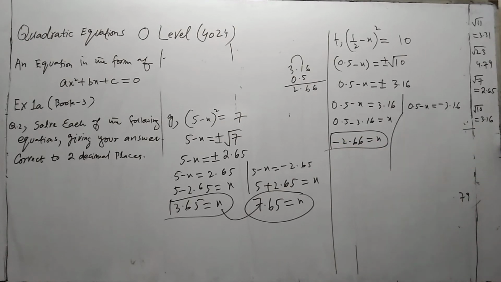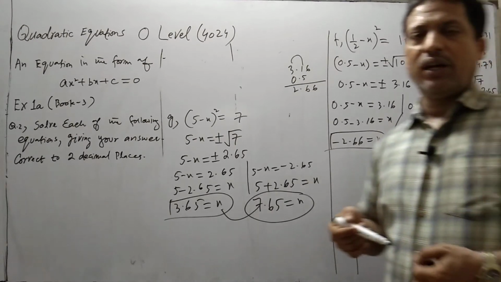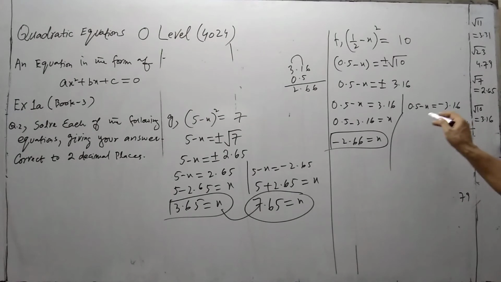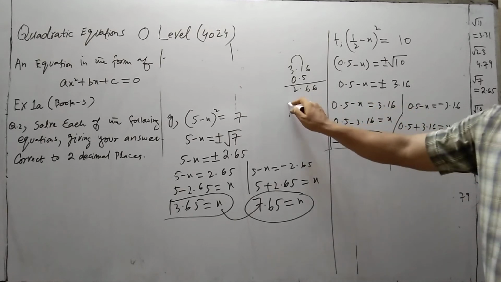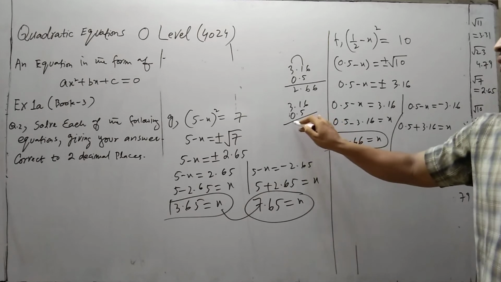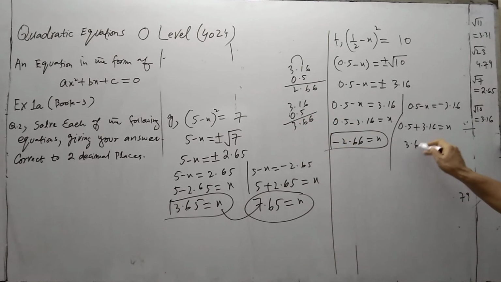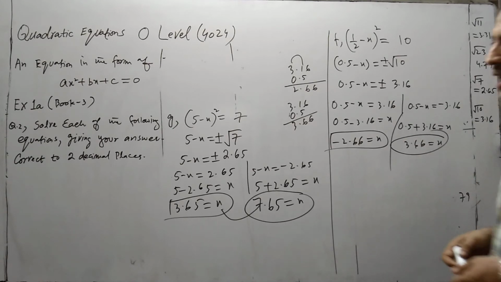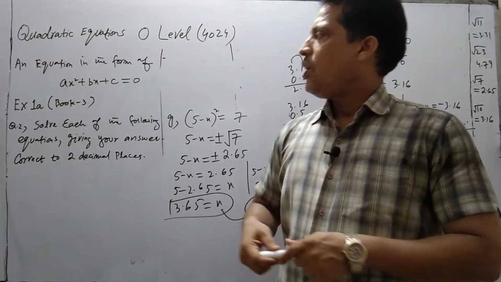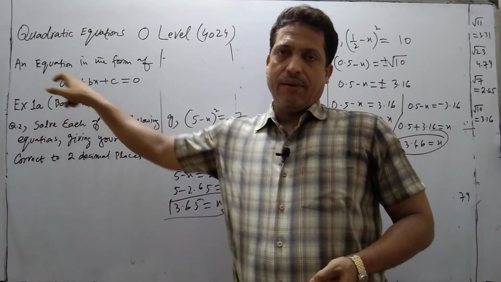Try not to use a calculator. If you don't use a calculator, your mind speed increases. 0.5, move this minus 3.16 to the other side, so 0.5 plus 3.16 is 3.66. So 3.66 is equal to x. This is your answer. So I have finished all the parts of question number 2 from exercise 1A, book 3, O-level mathematics.